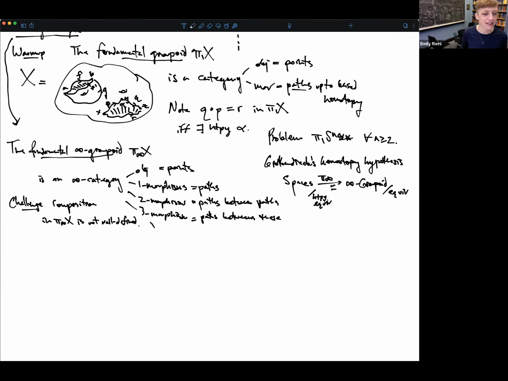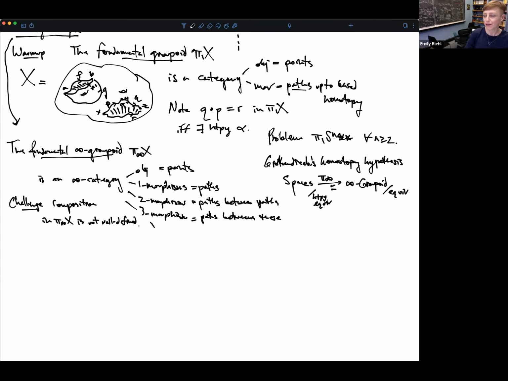And there's a sense that when we're getting to the point of the fundamental infinity groupoid, there's no really canonical reason to prefer any one of these paths to any others. This has to do with associativity, for instance. If we wanted to make a particular choice of a binary composite, we should also have a particular choice of a ternary composite and a particular choice of a quaternary composite and so on. And those choices can't really be made compatibly.